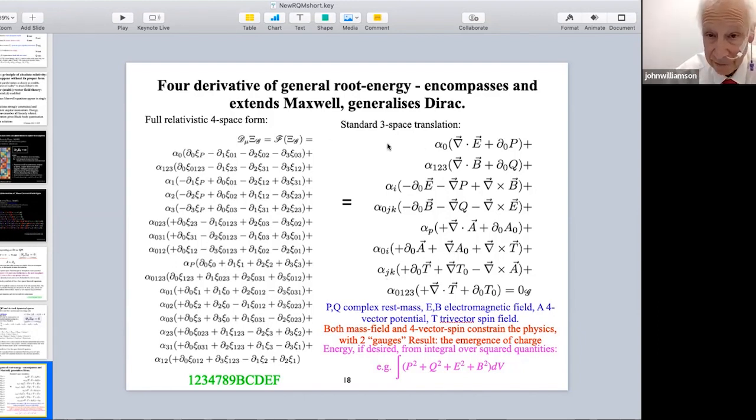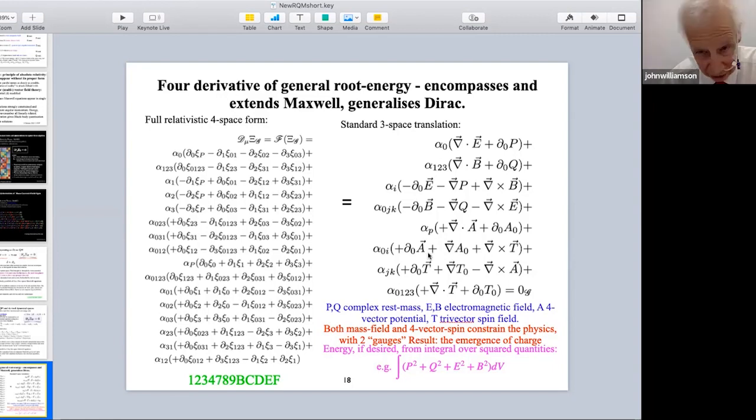So all I've done here is I've written these things with exactly the same prefactor, alpha zero, divergence of E, d0p. I've just transcribed those things using the sign conventions of Maxwell, of Jackson. And so this is just the translation to standard form, but also incorporating now new things like the curl of the spin. This is a spin vector. T arrow is a spin vector, spin x, spin y, spin z. And they are related to the time rate of change of the vector potential.